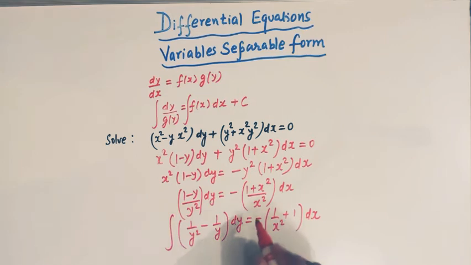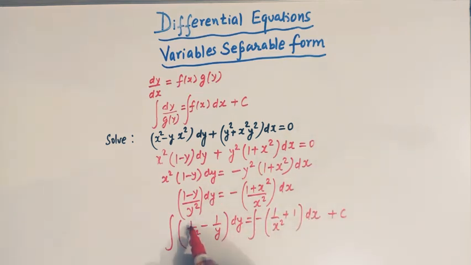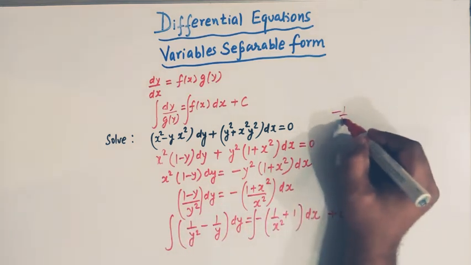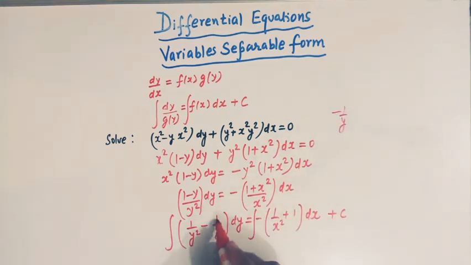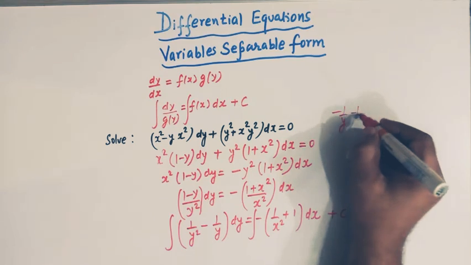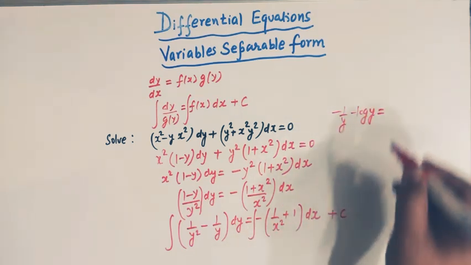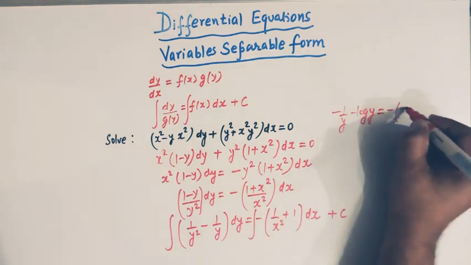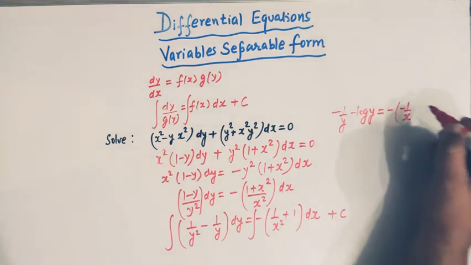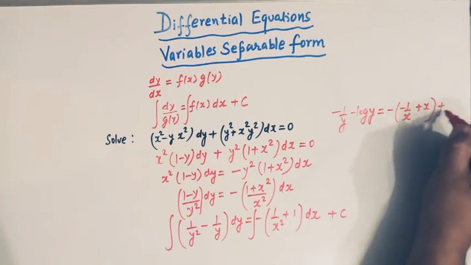Now integrating both sides, we have the constant of integration. Now the integral of 1 over y square is minus 1 over y. Integral of 1 over y is log y, and here we have minus sign, and the integral of 1 over x square is minus 1 over x, and the integral of 1 is x, right? And here we have c.